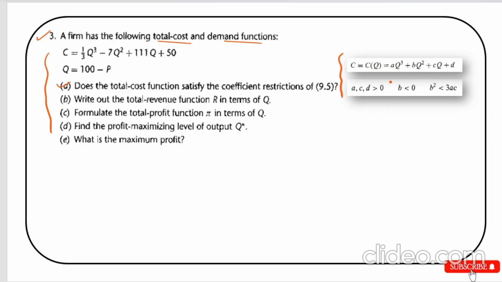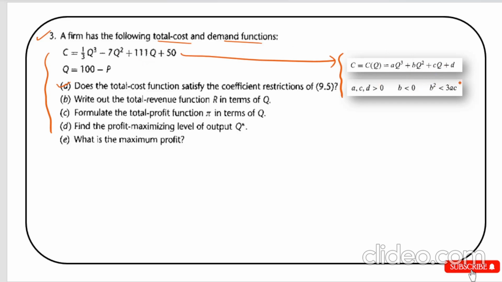So this is the condition that you have to verify: that this is the total cost function, a q cubed plus b q square plus c q plus d. So this function imitates this form, right? If you compare this with this, you will see this function is in this format.